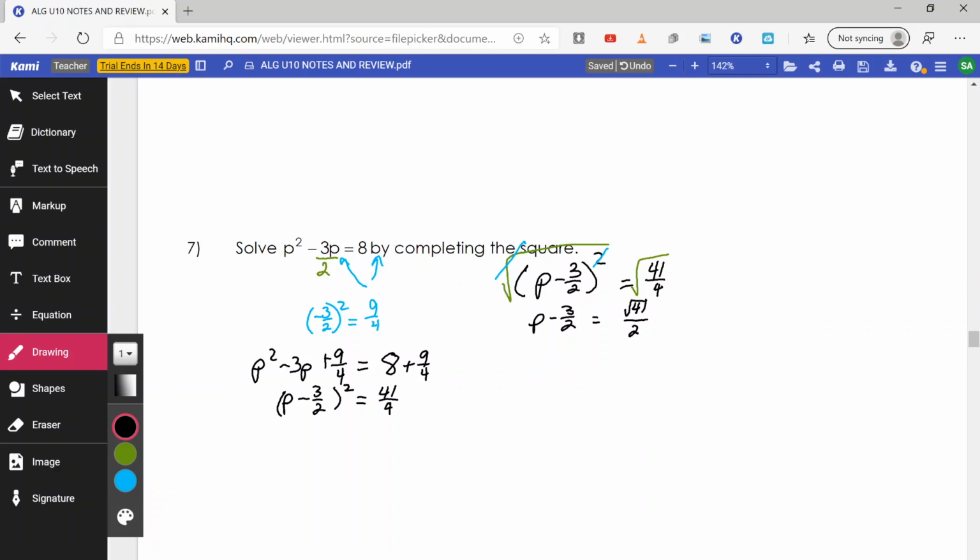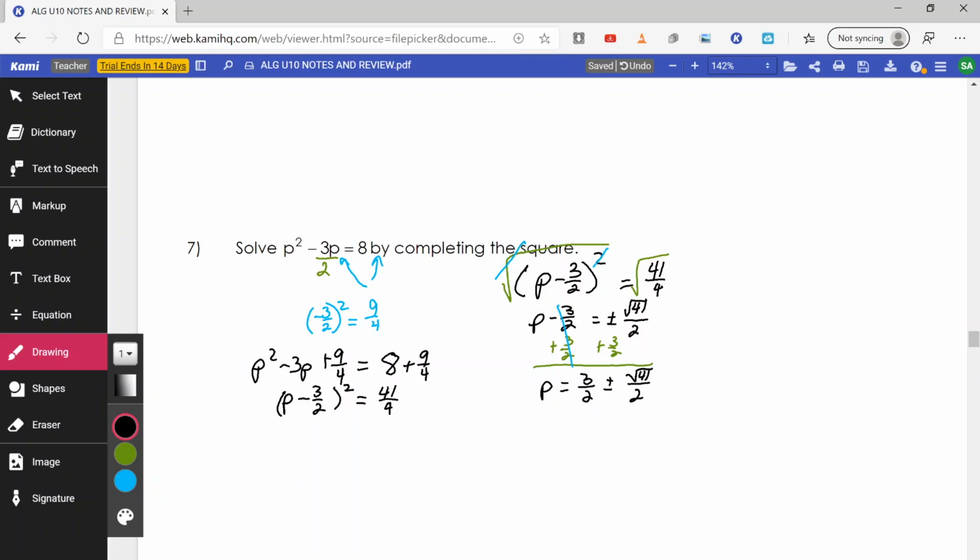Whenever I take the square root of a number, I take the positive and negative values of it. I want p by itself, so I have to move the 3/2 over. I'm going to add 3/2 to both sides. The negative 3/2 and the positive 3/2 cancel out, leaving me with just p equals. And 3/2 being a nice fraction, I can put it out front: 3/2 plus and minus the square root of 41 over 2.